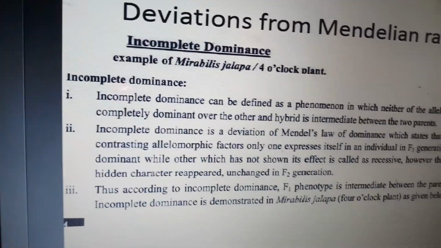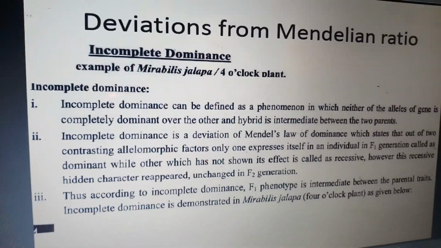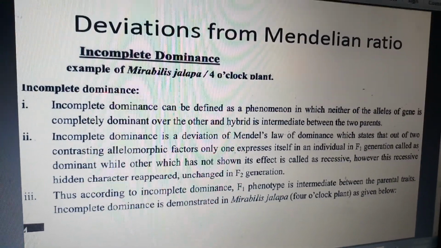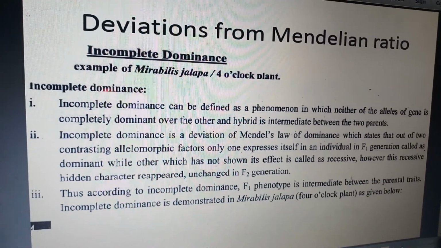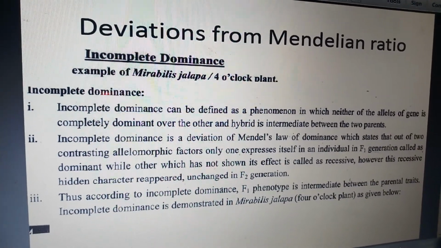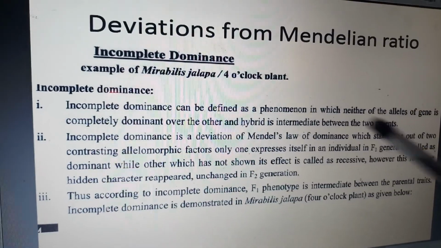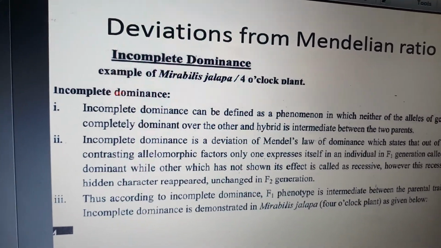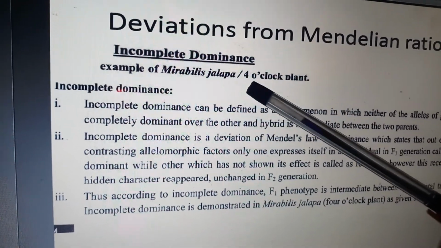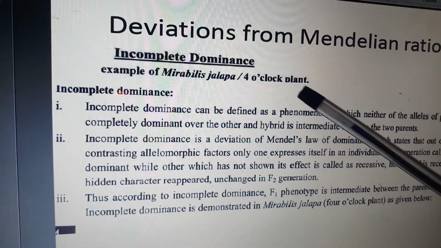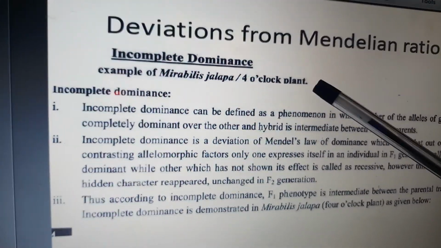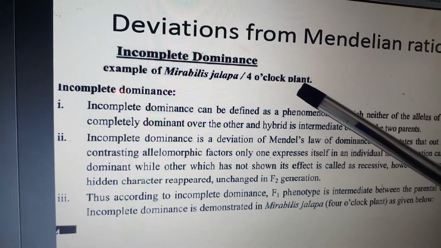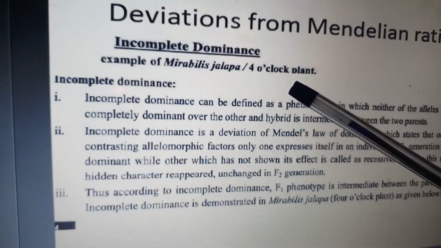Now let us learn about the deviations from Mendelian ratio. Two or three small subtopics are included in these deviations from the standard Mendelian ratio. The first one is incomplete dominance, and the example of incomplete dominance is Mirabilis jalapa, known as the 4 o'clock plant. One more is Antirrhinum majus, or snapdragon, which you'll learn later on.